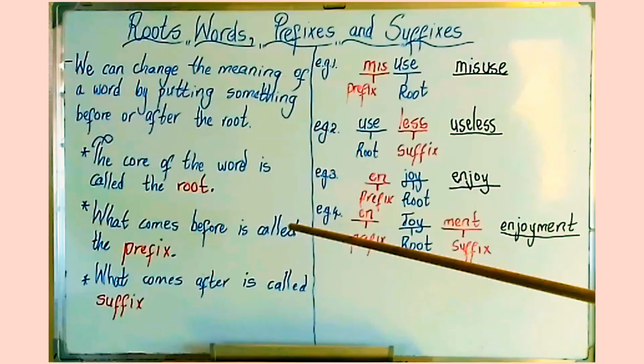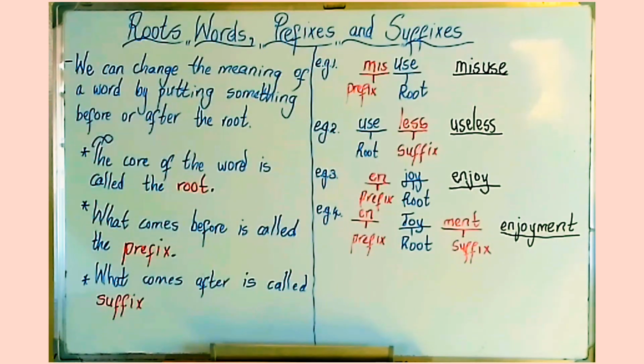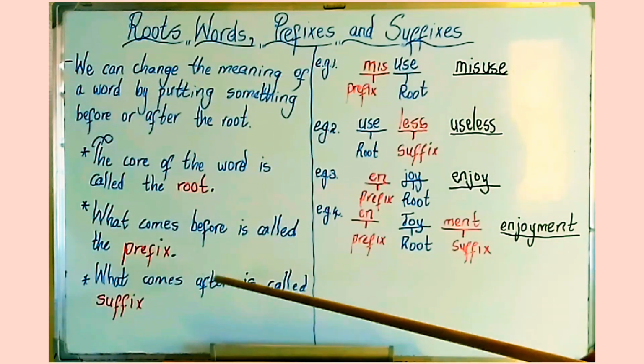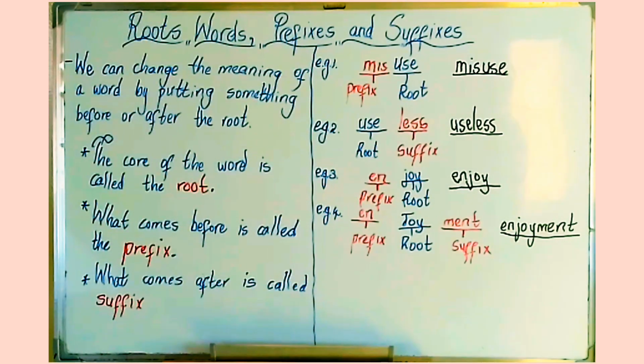What comes before is called the prefix. So the word that comes in front of the root is called a prefix. Then what comes after is called a suffix. So the word that comes at the end of the root is called the suffix. So here are our examples so that you can understand this better.